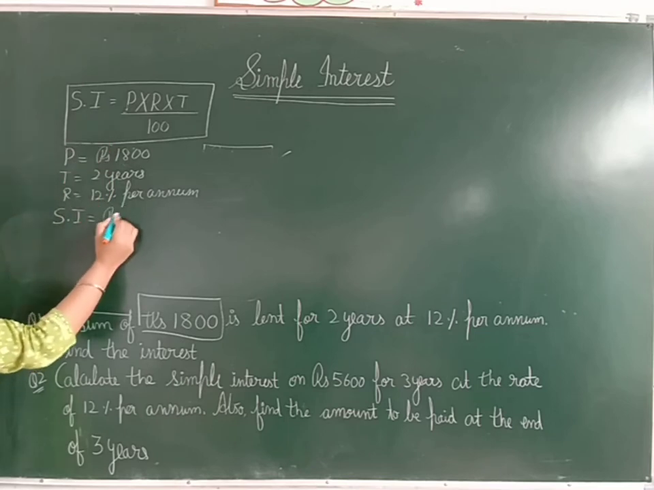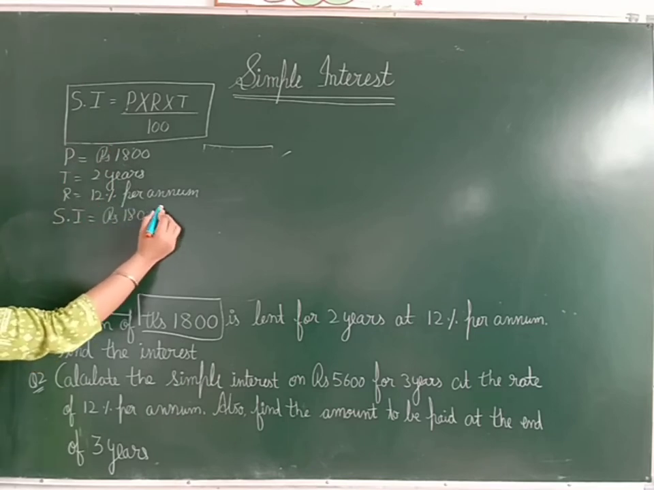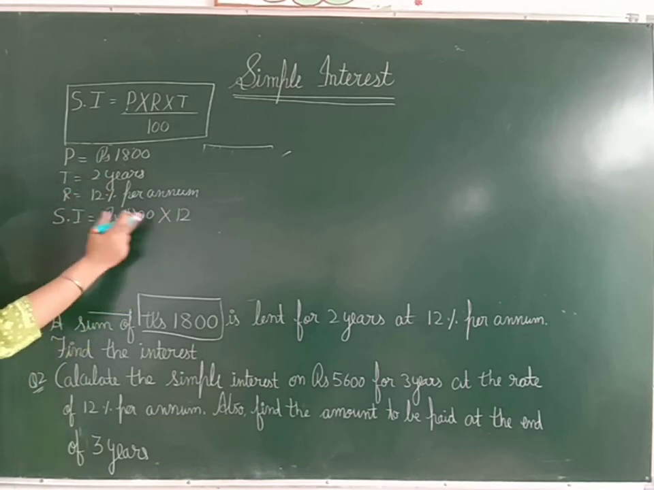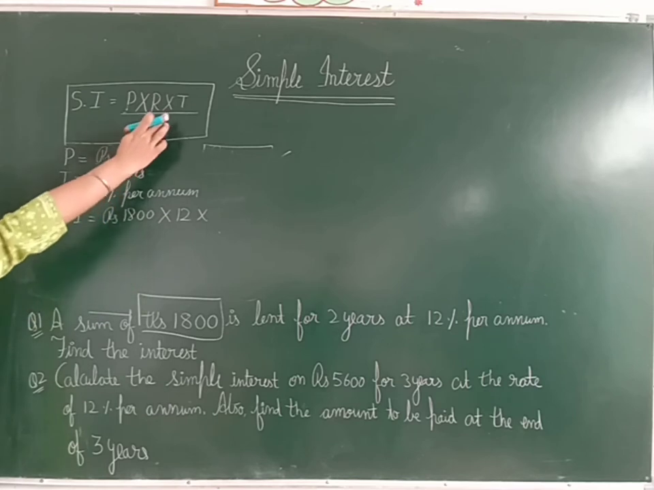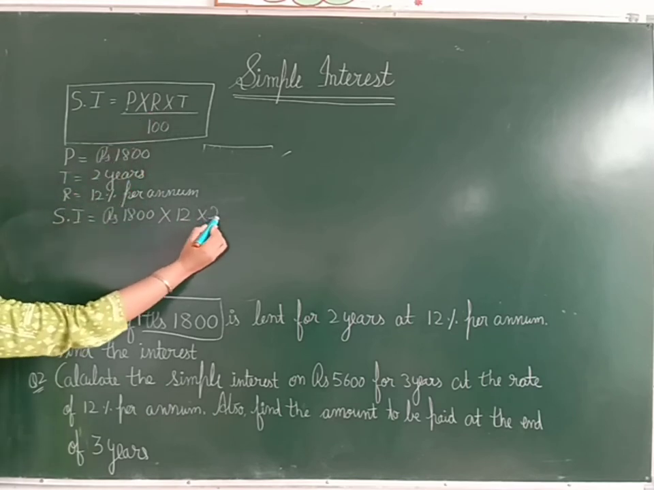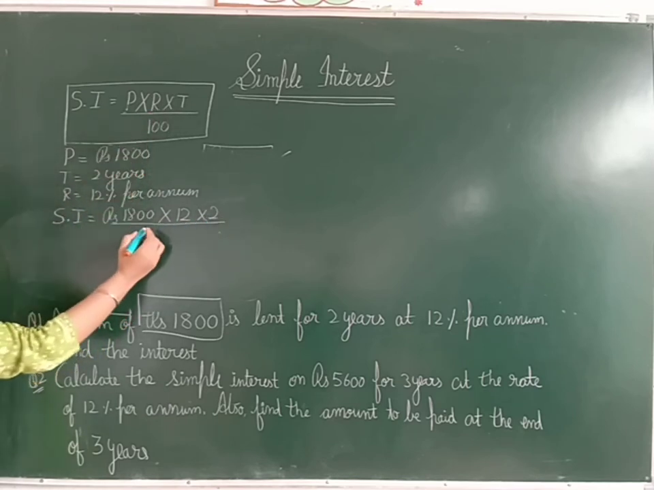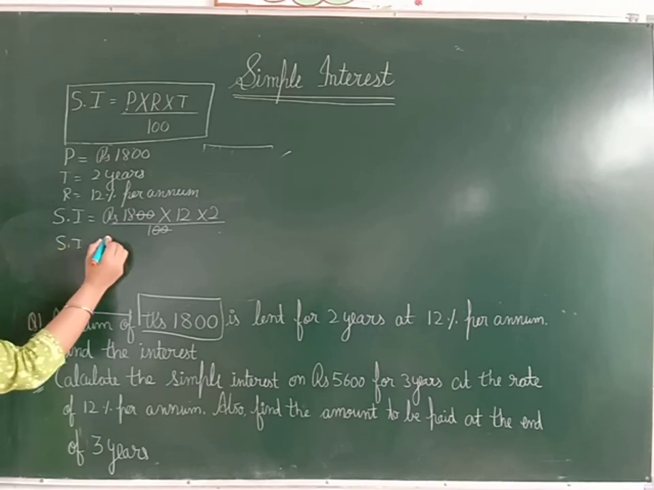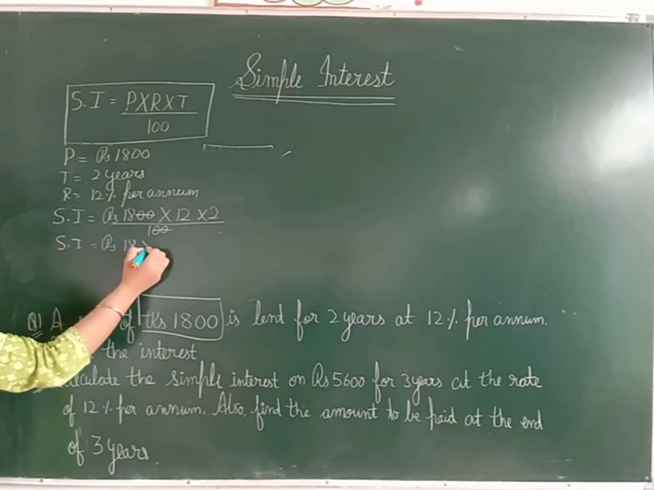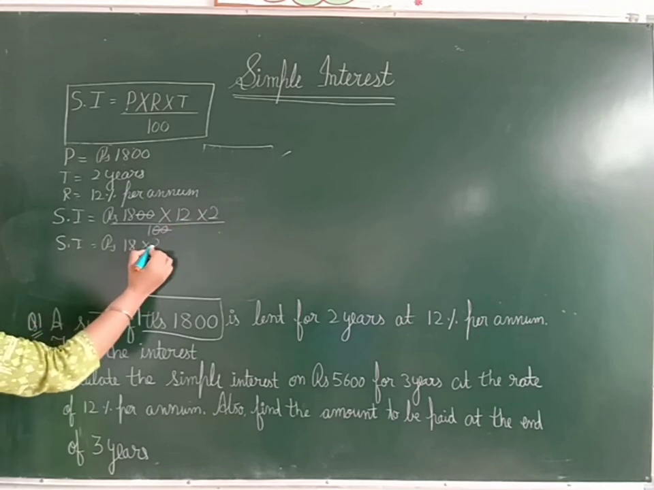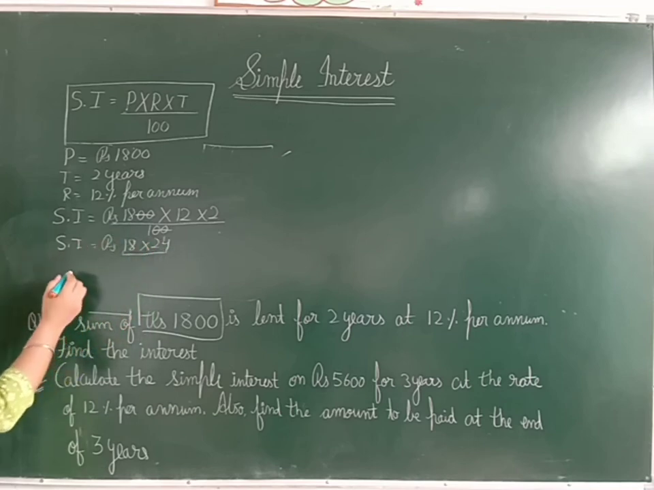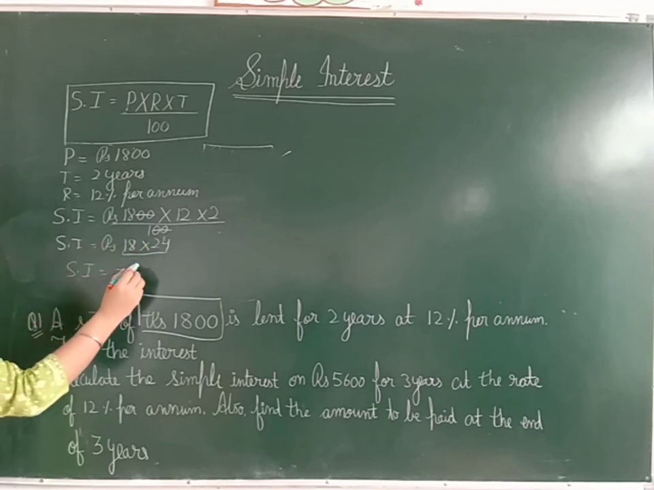P here is 1800 into rate. So rate is 12%. So we write here 12 into time. Time is 2 years, divided by 100. Now cancel the terms. 20 will be cancelled by this. So simple interest is equal to rupees 18 into 12 into 2, 24. When you multiply these, you will get your answer. Right?